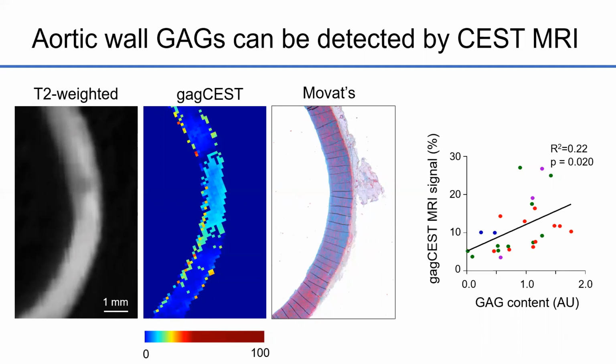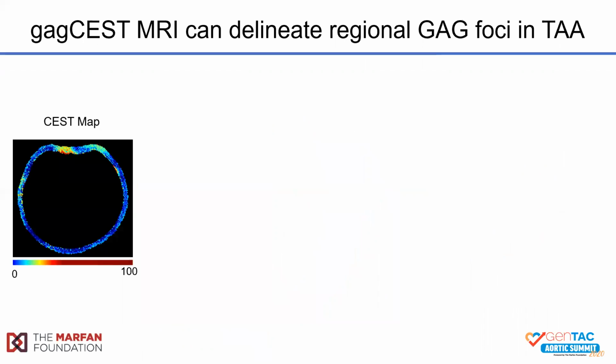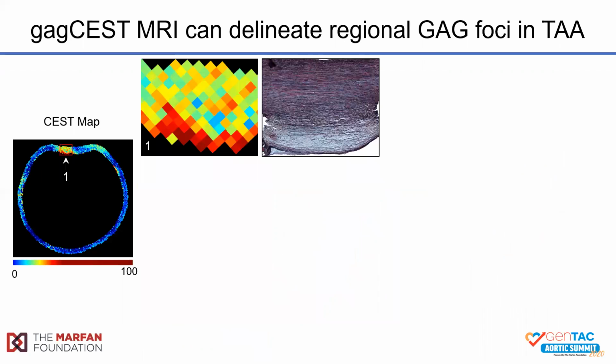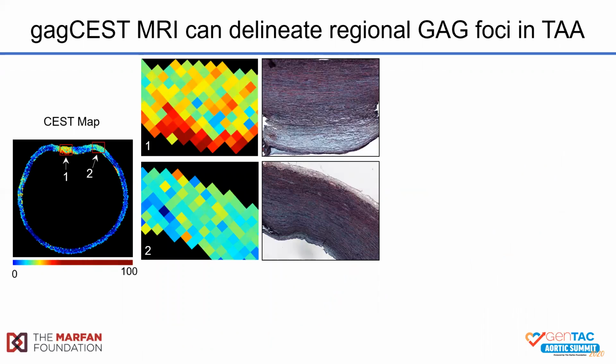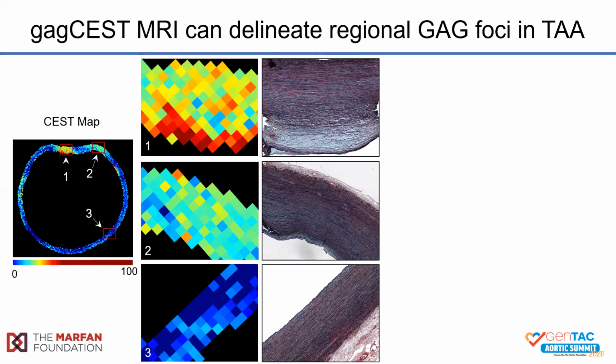Quantitative data from 25 patients revealed a significant correlation between the CEST signal and histologic data. We next evaluated region-specific CEST signal within a given aorta. As shown, regions of high signal, medium signal, and low signal corresponded to histologic GAG content.